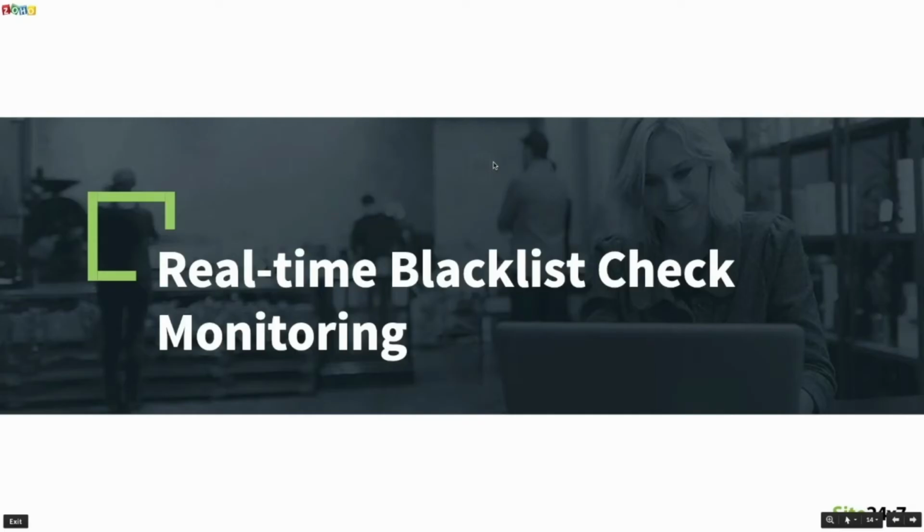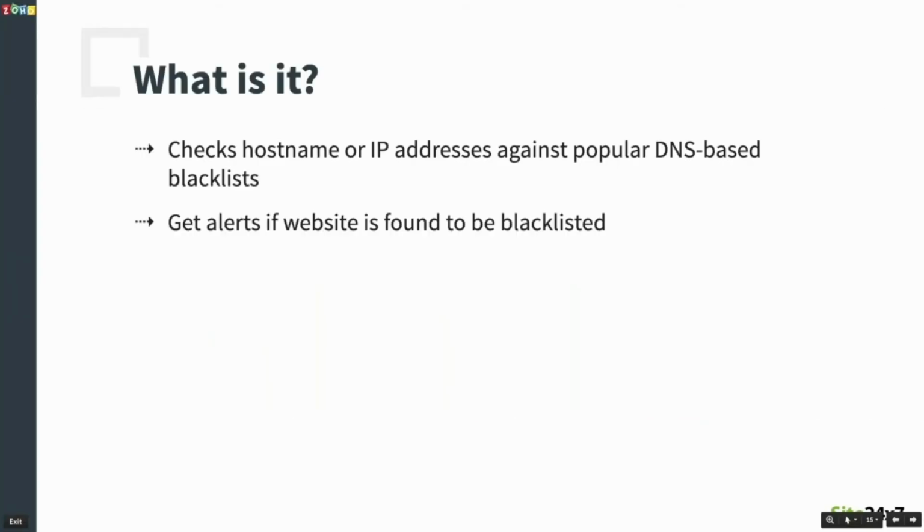So the next monitor which we will deep dive into is going to be the real-time blacklist check monitor, or RBL monitor. So what is RBL monitor? RBL monitor allows you to check whether your host name or IP address has been blacklisted or not against popular DNS-based blacklists and alerts you if such a scenario is seen.